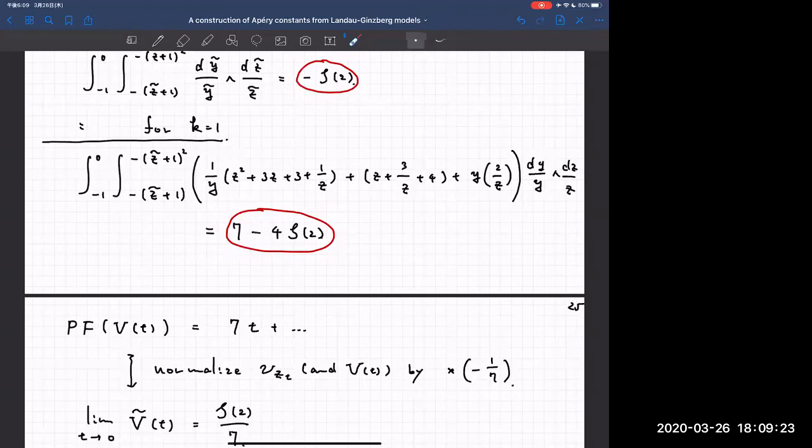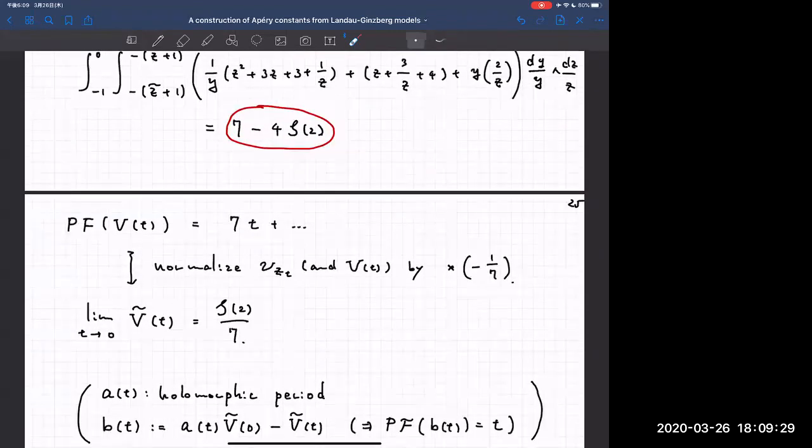So by using this 7, we can normalize to change this term to negative 1, because this explains that the Picard-Fuchs operator applied to V_t gives, I believe, just 7t, but it might have some other terms. But anyway, it will start from 7t.